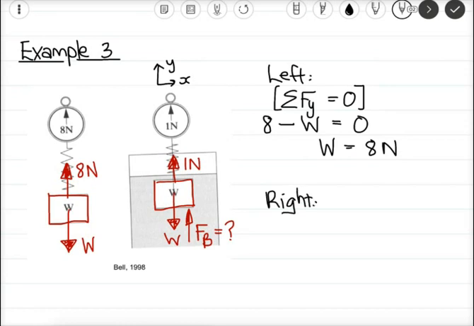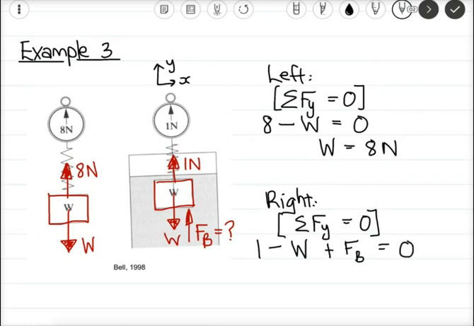So it's still in static equilibrium, it's not going anywhere. So we have the sum of the forces in the y must equal 0. So we have 1 newton pushing up, we have the weight pushing down, and buoyancy force pushing up. And that must all come to 0 because we have no movement.